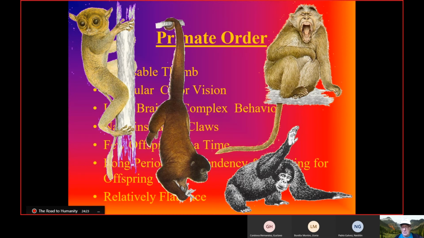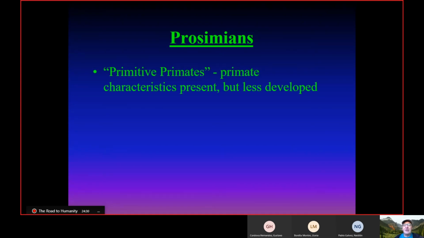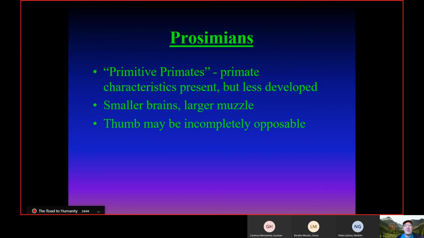So let's look at all these primates. First, we have the primitive primates, the prosimians. They have all the primate characteristics, but they're not very developed. Their brains are not as big. Their muzzle, in other words, their snout, tends to be bigger. Their thumb might not be completely opposable like ours. Sometimes their index finger and their thumb work together instead of opposing each other.